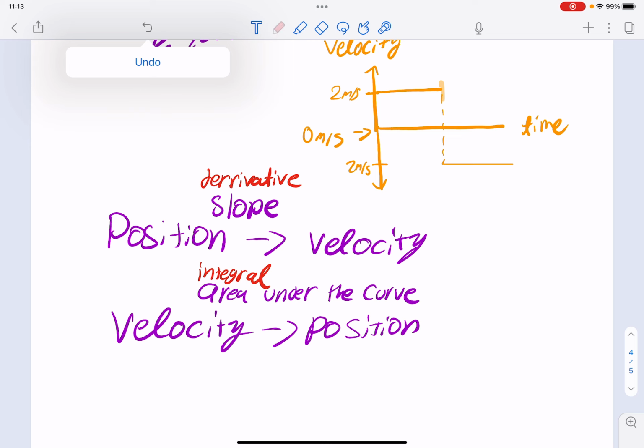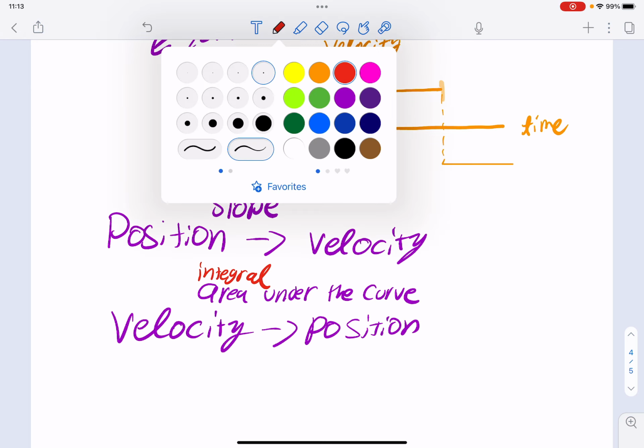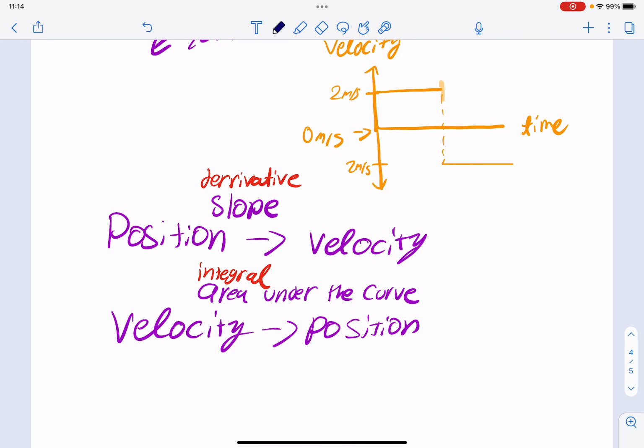Okay. Now you're going to see that this trend continues. What's the slope of the velocity graph? They're straight lines, so that would mean that the slope is 0. So our last graph, our acceleration graph, is actually going to have a slope of 0.